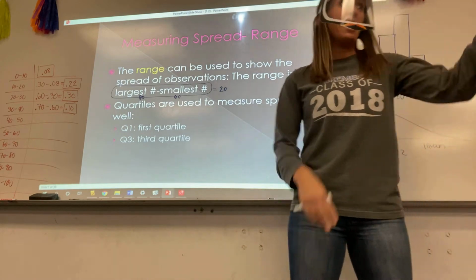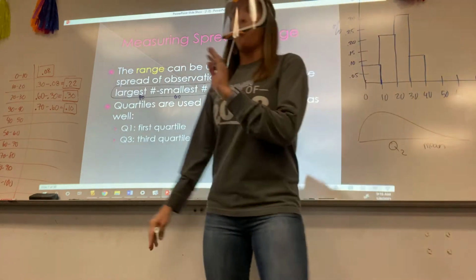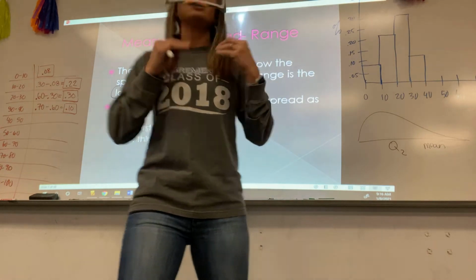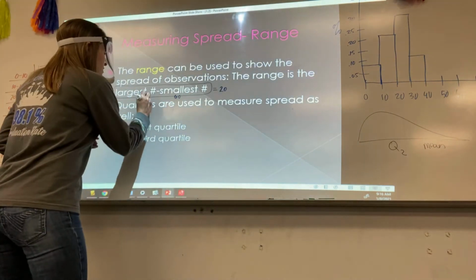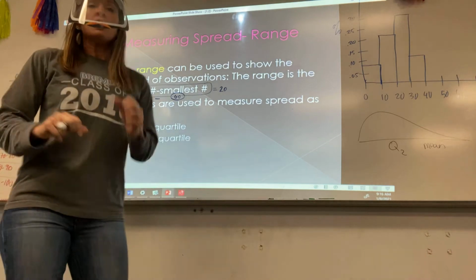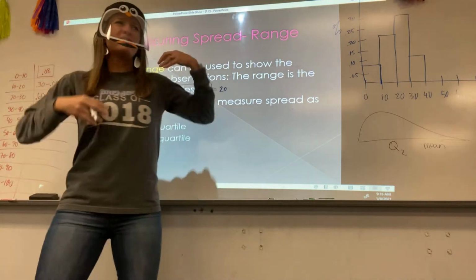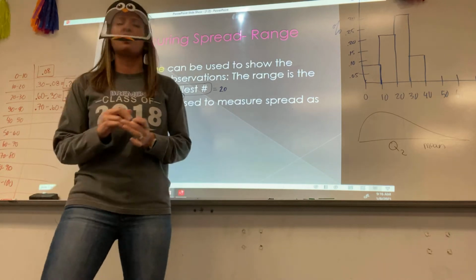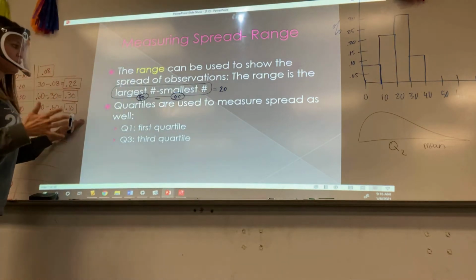Well, was it like 80 to 100? Or was it 40 to 20? Like, what does that mean? So when I do the range, I always show these two numbers being subtracted. Because if you don't show that, then what the heck does the 20 mean? It doesn't mean anything, right? It's kind of ridiculous. So I always make sure to show those numbers, okay?